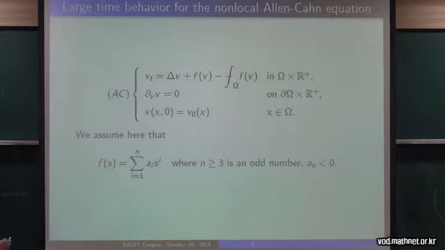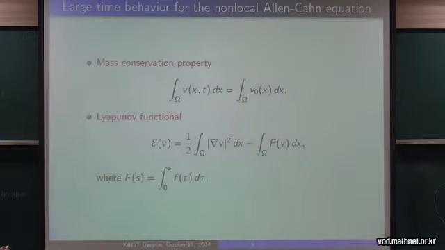Now, there is another useful property. We have a Lyapunov functional, that is a functional which decreases along solution orbits, which is the same as for the standard Allen-Cahn equation. That is, we have E of v equals a half of the integral of gradient squared minus capital F of v.